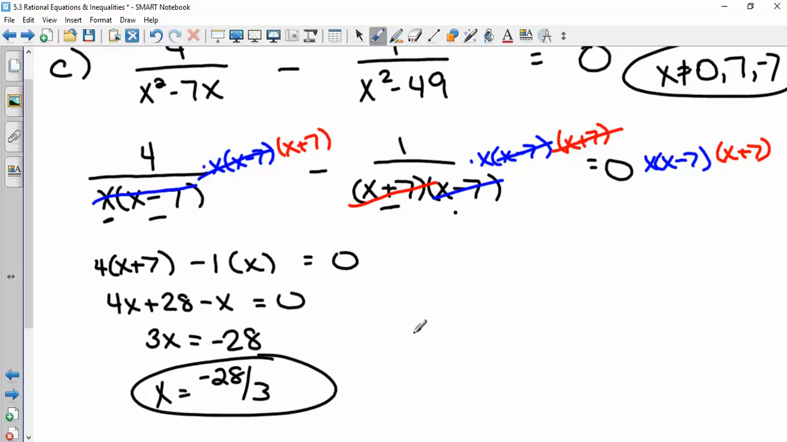Like I said, if you didn't factor your denominators, you would have ended up with a nasty quadratic to solve, but it would get you to the same solutions in the end. Any questions there?